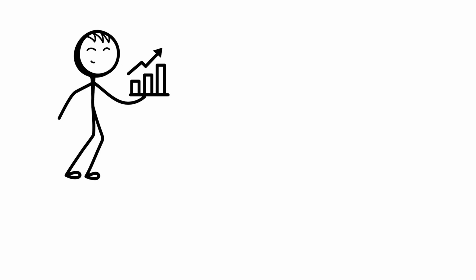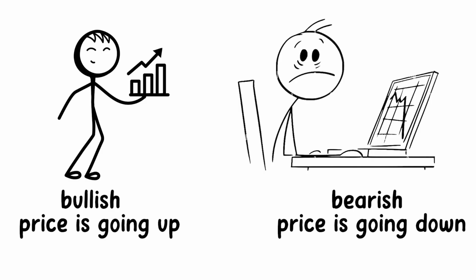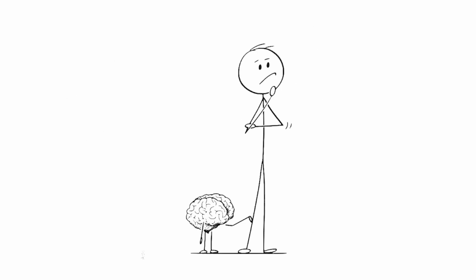That's it. When traders say bullish, they just mean the price is going up. When they say bearish, they mean the price is going down. Bullish equals up, bearish equals down. Simple. Now you know enough to understand the 6 strategies. Let's go. Number 1, support and resistance.